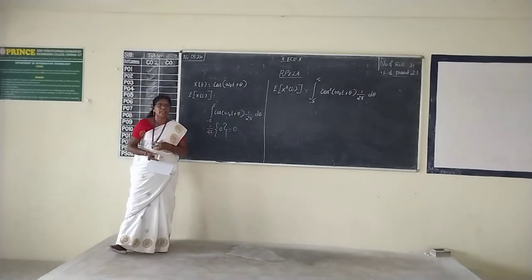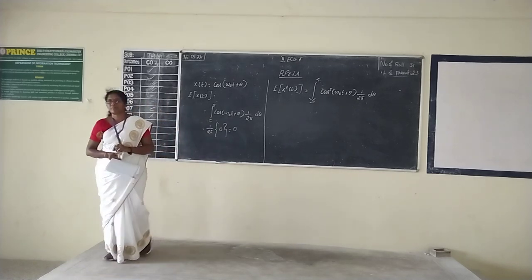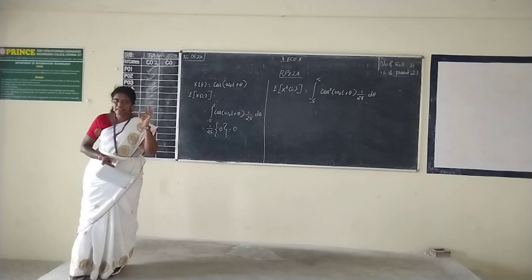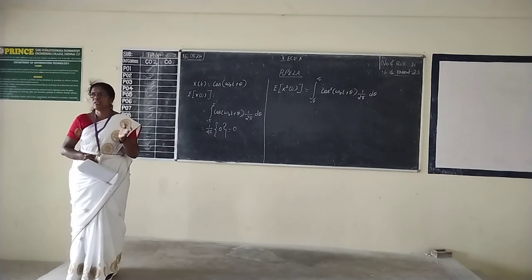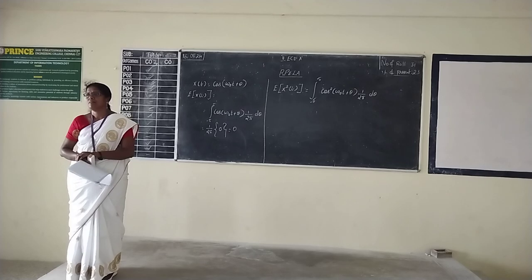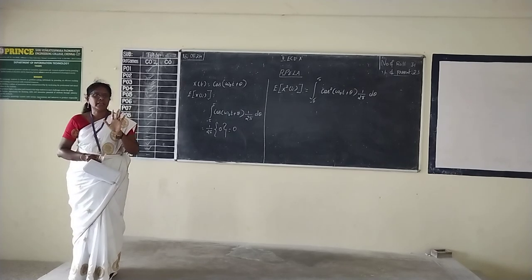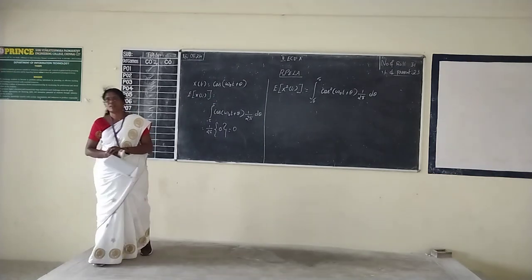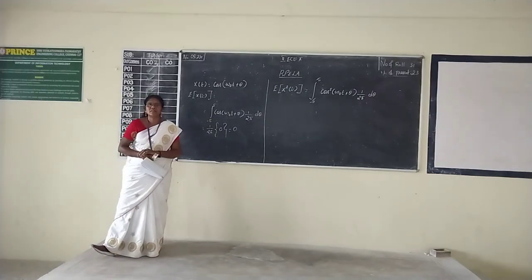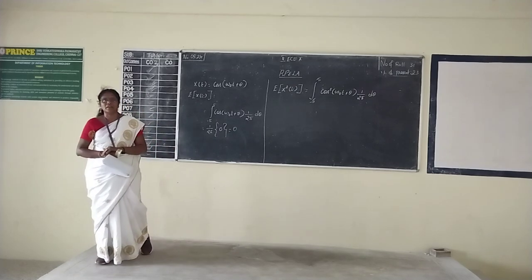You have already discussed integrations, right? How to integrate cos square x? How will you change it? Cos square cannot be integrated directly. We change it into a linear term and then integrate. What formula will we use for that? 1 minus 2 sin x.